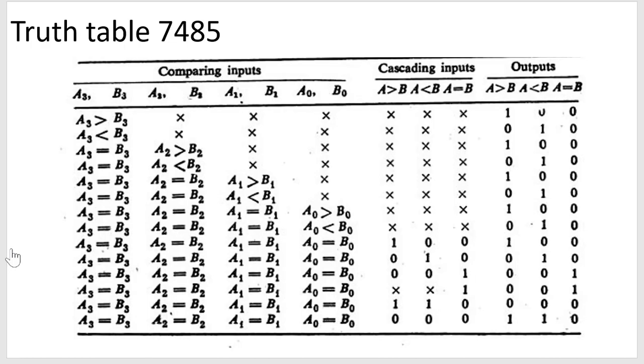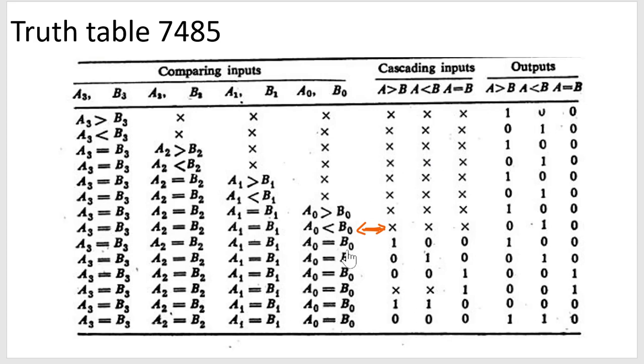Now coming to the truth table of 7485, if you look at here, we have considered cascading inputs along with the input of our 4 bits. Your cascading inputs come into picture only when you are having more than 4-bit comparison. That means when you are having 8-bit comparison. If you look at here till this part, you are having only 4 bits. That's why you don't have to consider the cascading inputs.